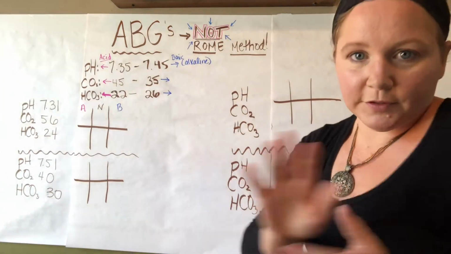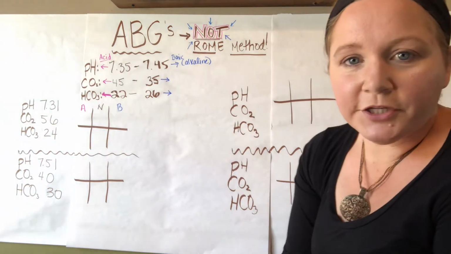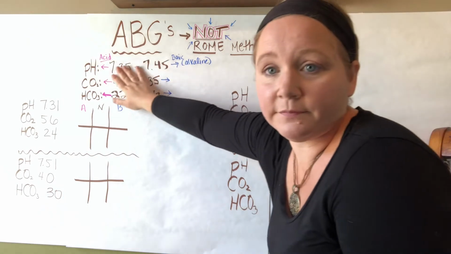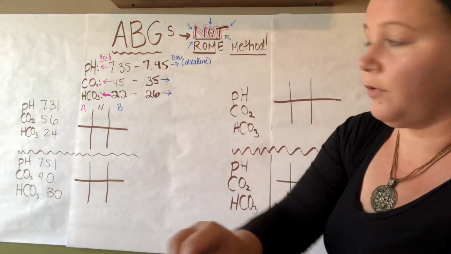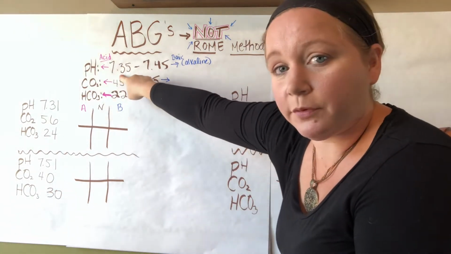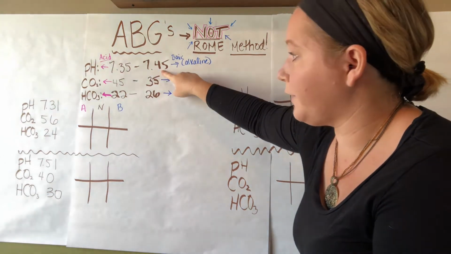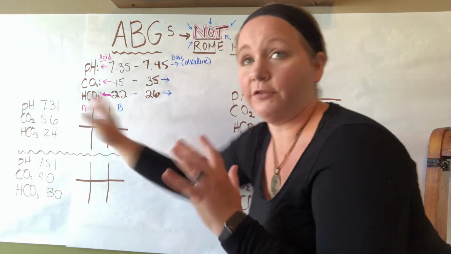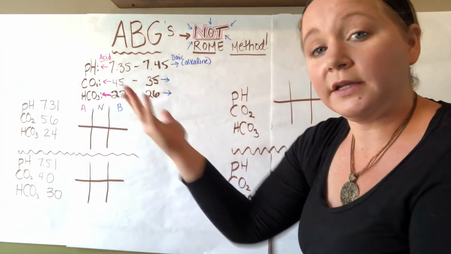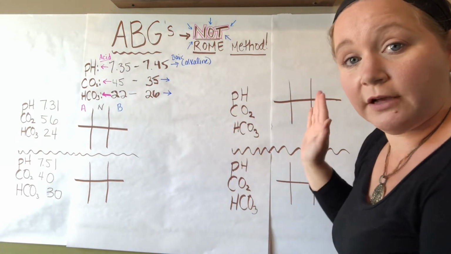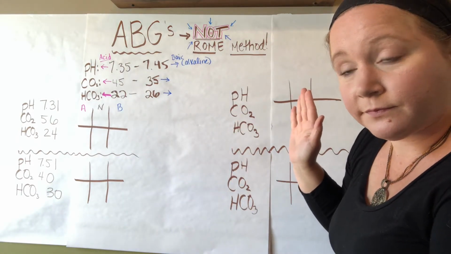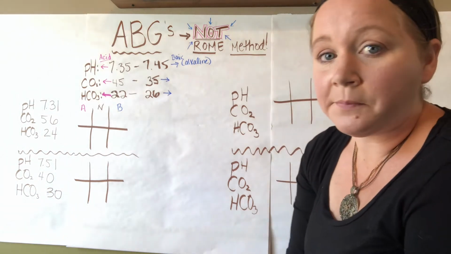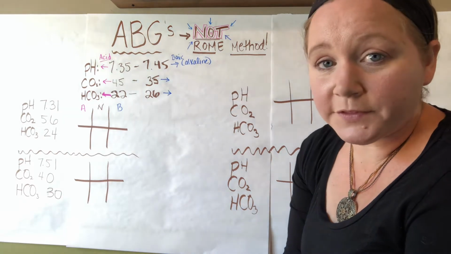So let's mess around with this first problem. So a pH of 7.31. If you look at this here, 7.31, my normal range is 7.35 to 7.45, and we're talking 7.31. So where is that falling? Is it falling on more of the acid side? Is it a normal range, or is it on the alkaline side? I'm going to let you look at that for a second. 7.31. Is that acid? Is that normal, or is that base?